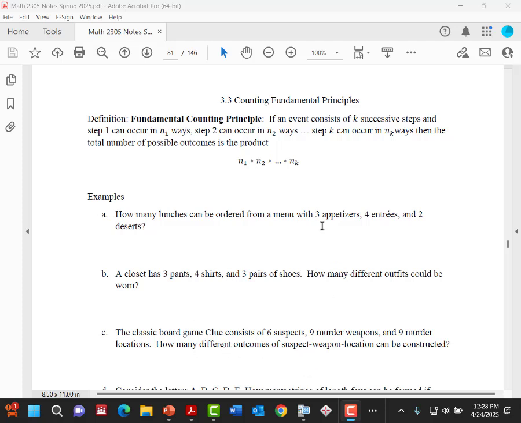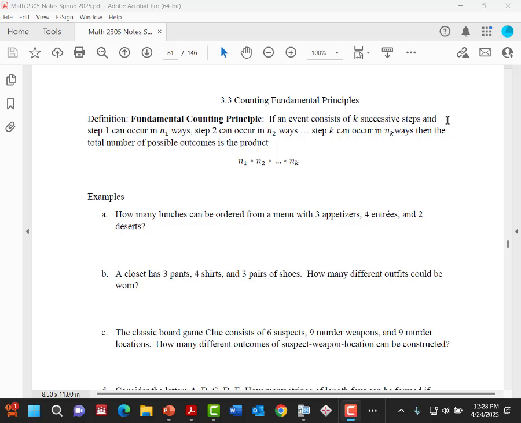So in this video, we want to introduce what is called the fundamental counting principle. Very basic. Sometimes books might call it the multiplication rule or the multiplication counting principle. But this rule is used so often in probability, which is where we're going later on down the road, that it's important to bring it up now.